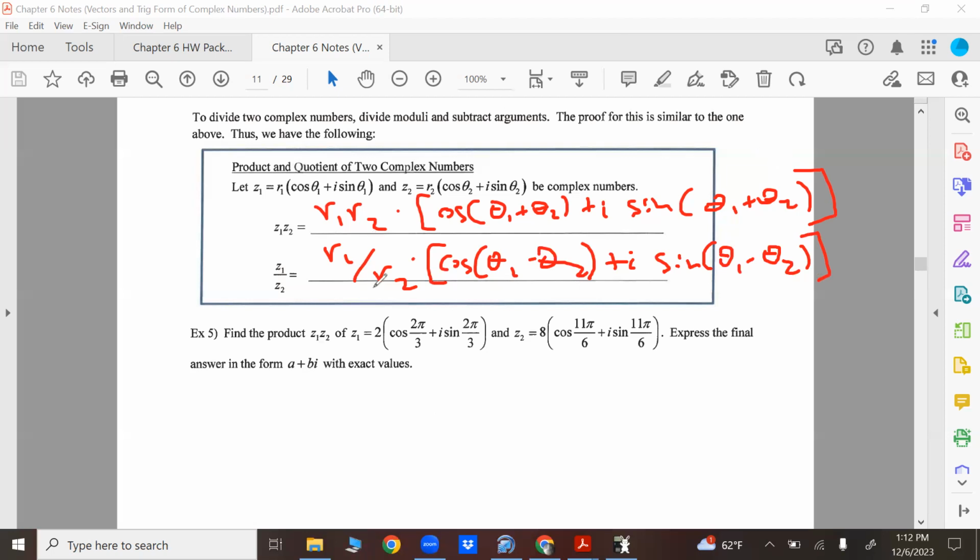If you wanted to FOIL this and work these out, you can. But now I just know I'm going to multiply these two r's together. I'm going to add the angles and take their trig values. That's it. So now I know what to do. 2 times 8 times cosine of 2 pi over 3 plus 11 pi over 6.